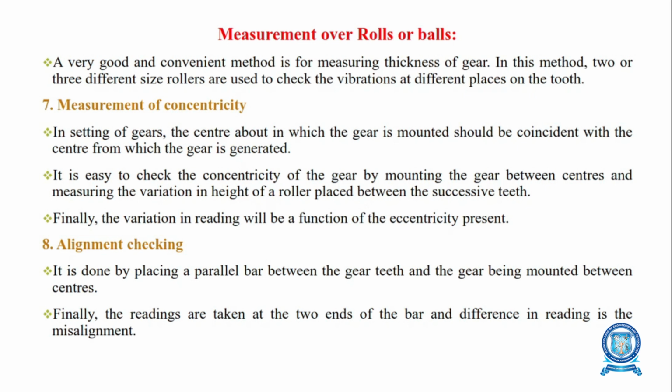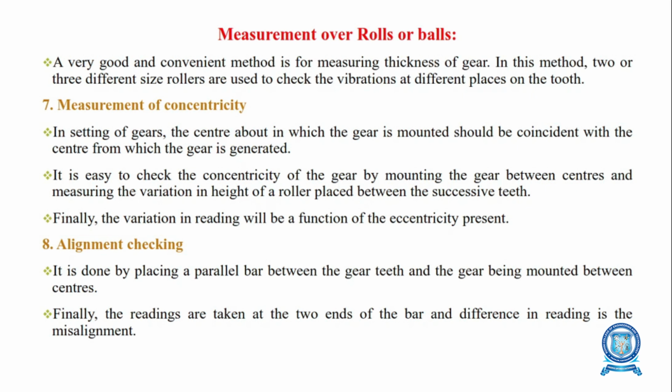Okay, so the next one is measurement of concentricity. The center about which the gear is mounted should be coincident with the center from which the gear is generated. So it is easy to check the concentricity of the gear by mounting the gear between centers and measuring the variation in height of a roller placed between the successive teeth. The variation reading will be a function of the eccentricity which is present.